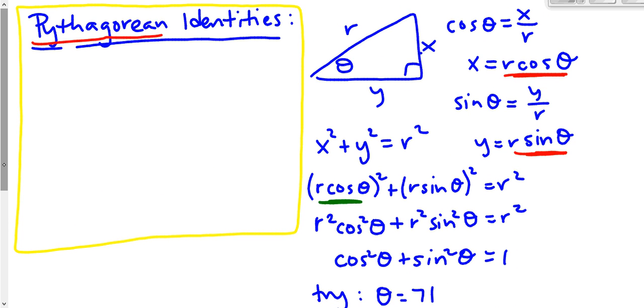So let's write it down. Cosine squared theta plus sine squared theta equals 1. You can rearrange it. You can say sine squared theta plus cosine squared theta equals 1.